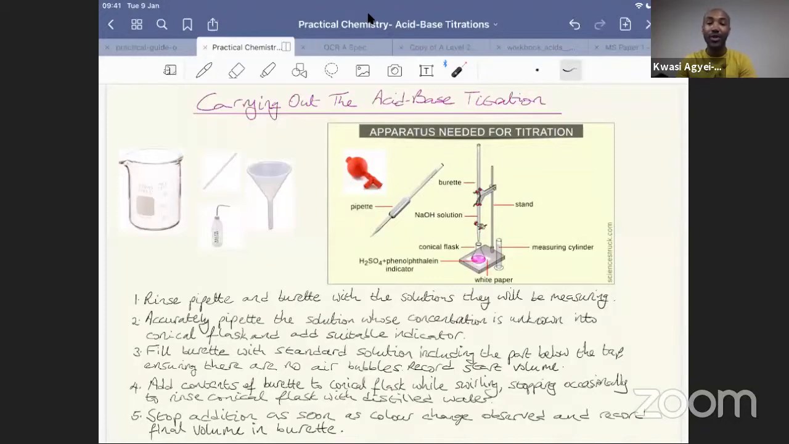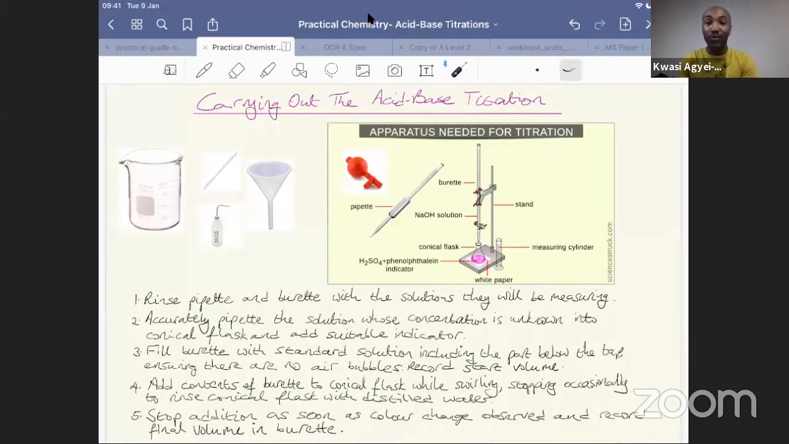Okay, so you need to pay attention to the contents of your conical flask, swirl your conical flask as you're adding the sodium hydroxide, and occasionally do stop and, using your wash bottle, so this wash bottle containing distilled water, rinse the insides of your conical flask to make sure that all of the sodium hydroxide being added goes into your acid solution. Okay, so that is very important to improve the accuracy of your titration. Okay, so always stop to rinse the insides of your conical flask.